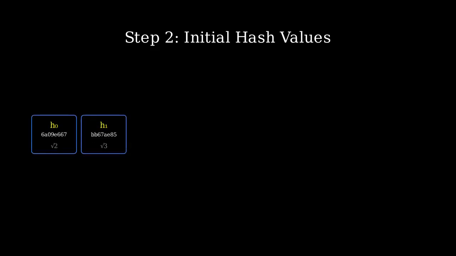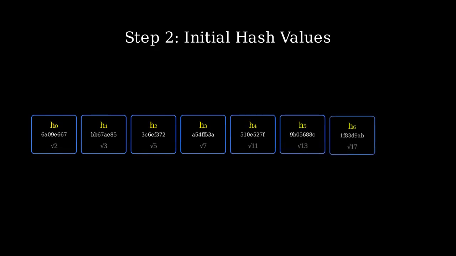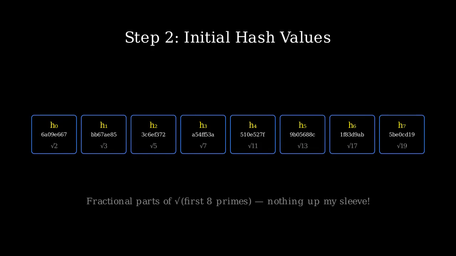Before we start processing, we need initial hash values. SHA-256 uses 8 32-bit words as its starting state. These aren't arbitrary. They come from the fractional parts of the square roots of the first 8 prime numbers, 2, 3, 5, 7, 11, 13, 17, and 19. This guarantees there's no hidden backdoor in the initialization.